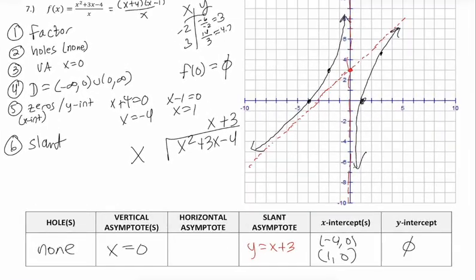So there is problem number 7. So it is your responsibility to finish the rest. There you go.